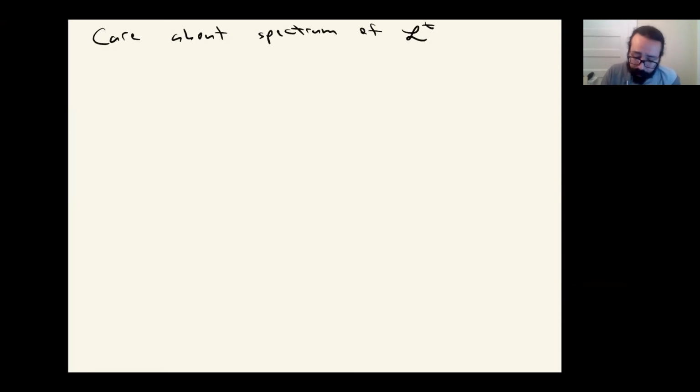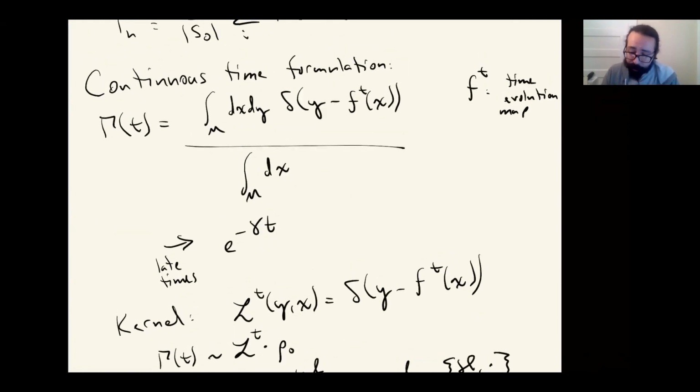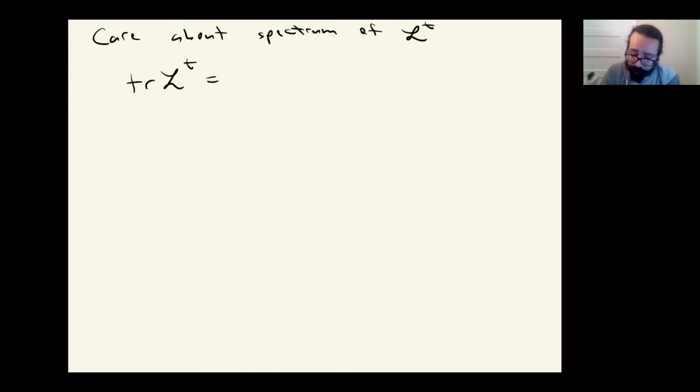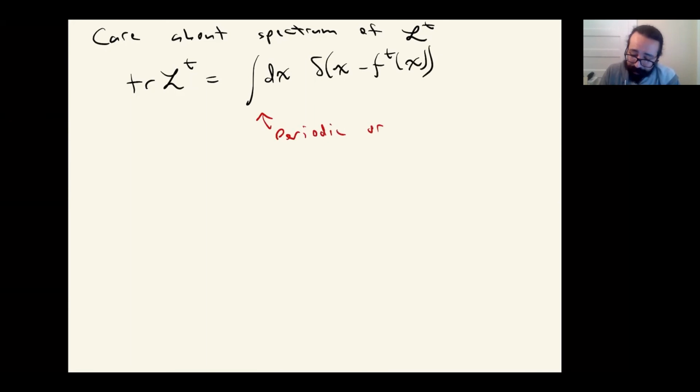And so a simple way to get at a spectrum is to take the trace of the operator. And if we look back at our definition of L_t, we have this delta function. So obviously I should set y equal to x and integrate over x. And so this is going to be something like an integral dx of delta of x minus f_t of x. And so voila, we see that periodic orbits have made their appearance in this rather fancy story.